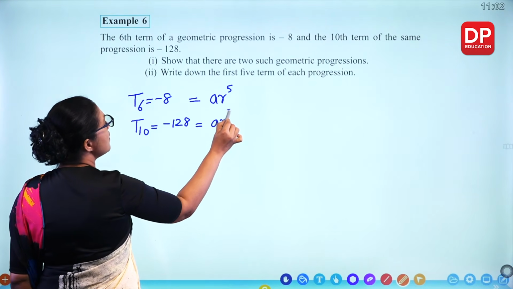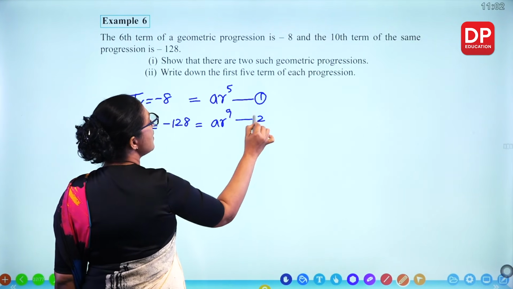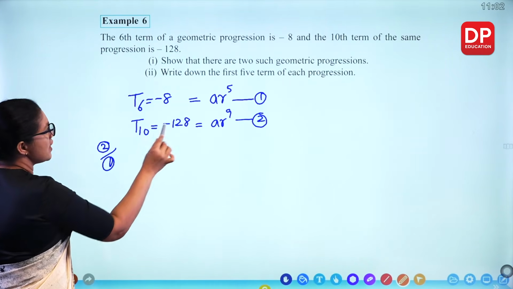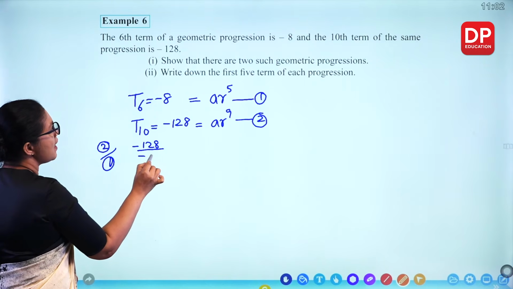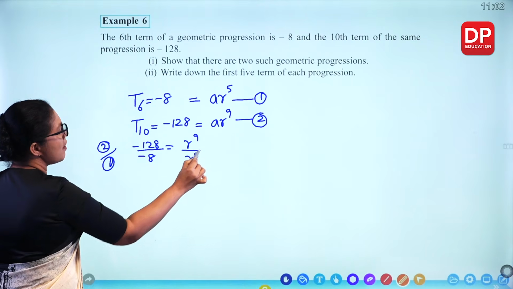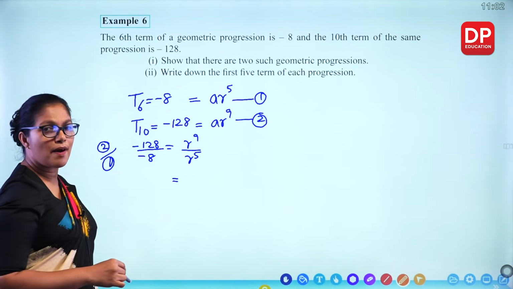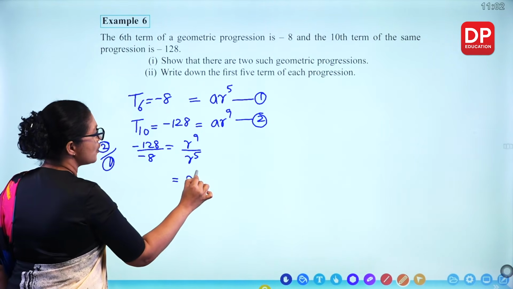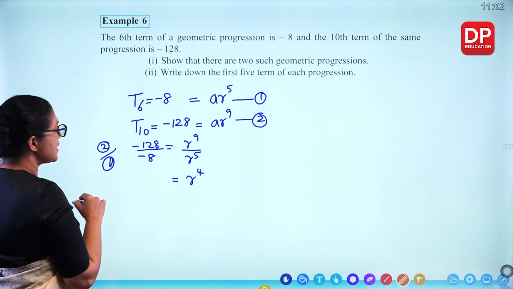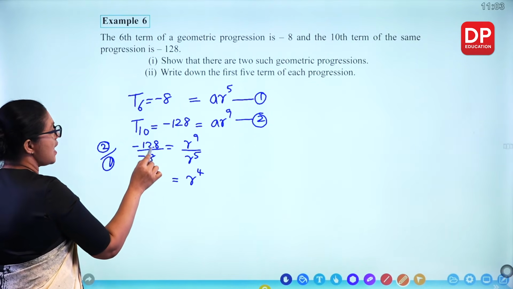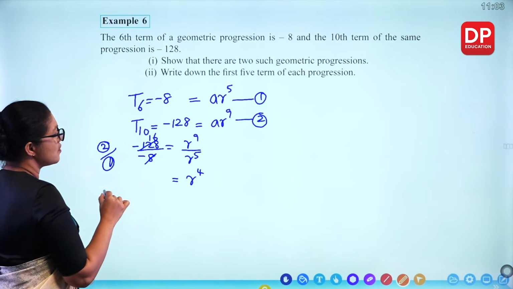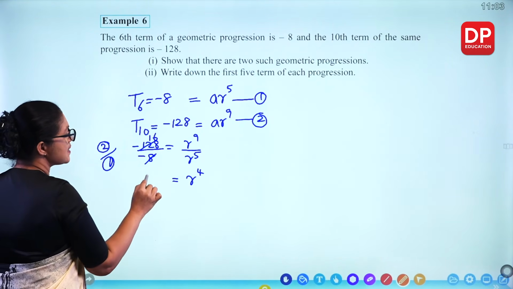T10 is AR to the power 9. If we take this one as 1 and this one as 2, when you divide 2 with 1, what you get? Minus 128 divided by minus 8. A get cancelled out. R to the power 9 over R to the power 5. Same base with different powers, you can subtract. 9 minus 5, R to the power 4. What's this one? When you divide by 8, 8 times 1, 8 for 48, 8 times 6. So you get minus minus becomes plus 16.